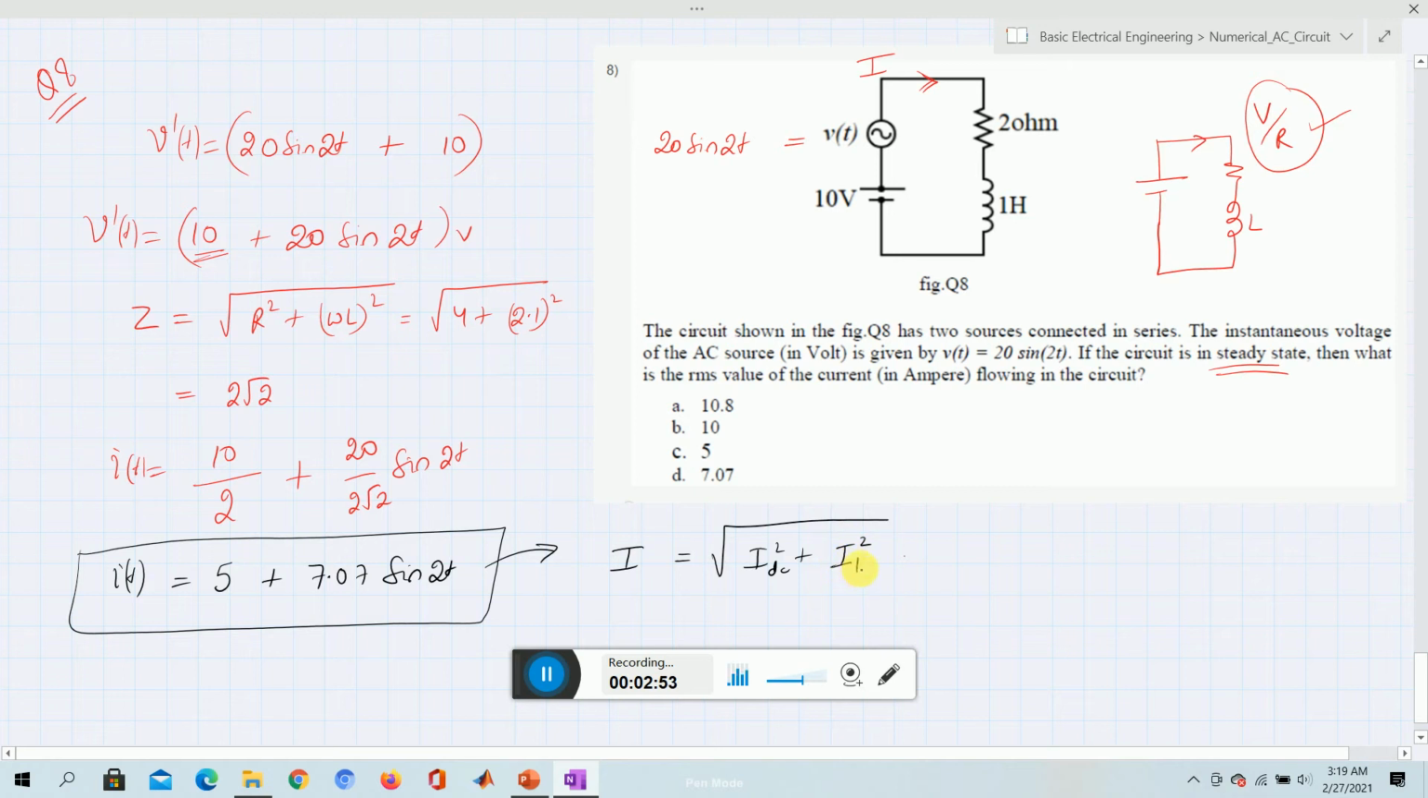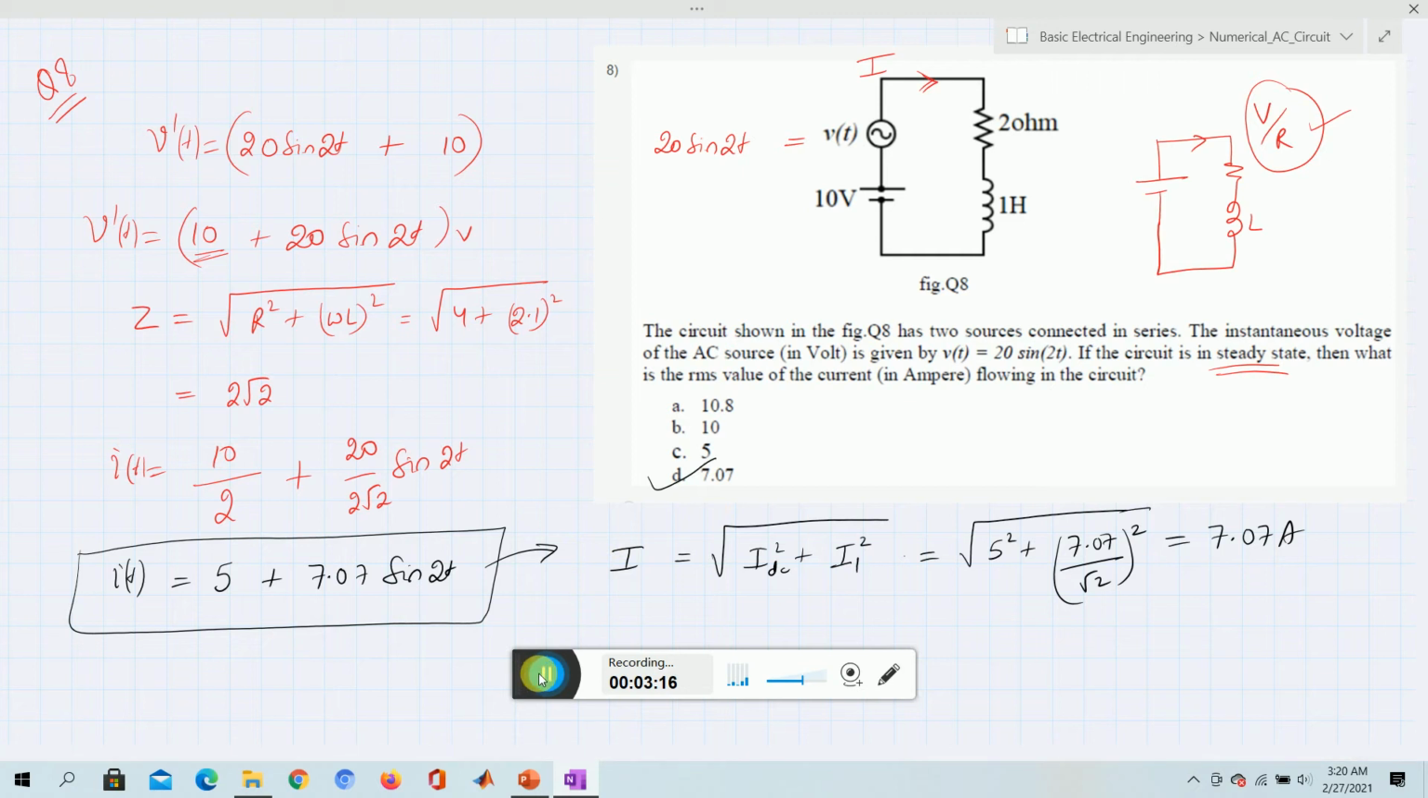So we can write I1 square, where I1 is the RMS value of this current. We can write this as 5 square plus (7.07 by root 2) square, where 7.07 is the peak value, and this comes out to be 7.07 ampere. So that's the value, 7.07 ampere is the right answer.